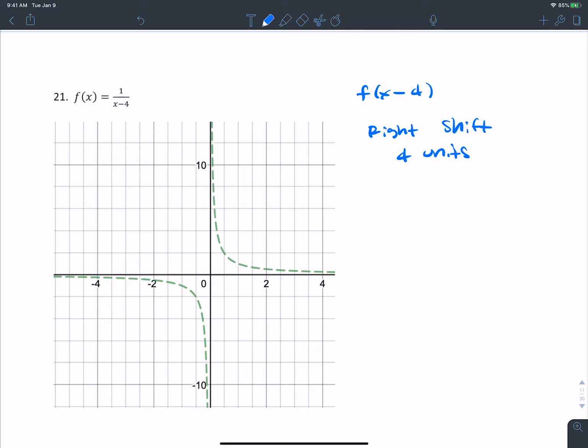And so what happens here now is we're going to move every point to the right. And you might say, well, where's my reference point? What I use is my y-axis and my x-axis as references. So if I'm moving to the right, I'm moving my y-axis to the right 4 units. It's now over here. It's going through 4. The x-axis is actually horizontal, so it still stays the same.